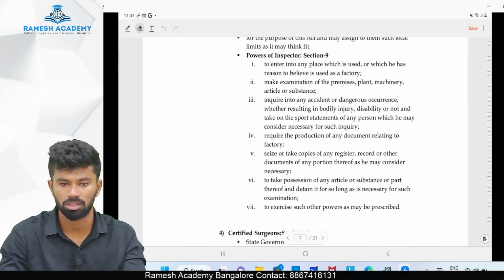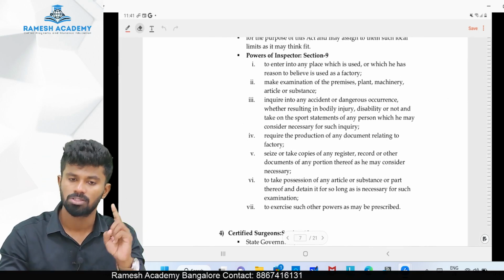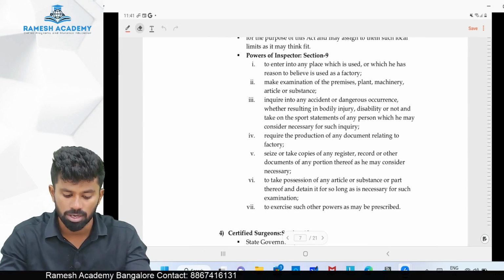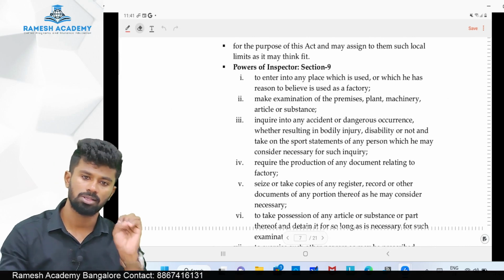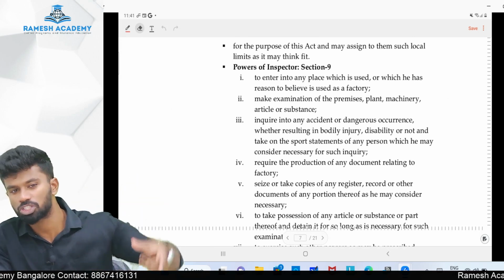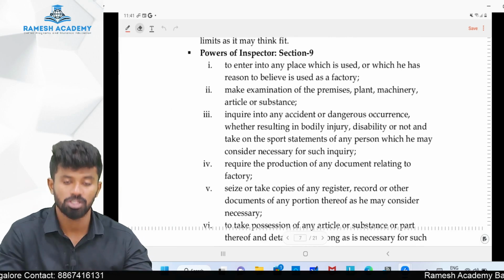Important, they may ask questions in the examination. 7A, notice by occupier. 8, inspector. The state government may designate a person as inspector to carry out the inspection of a factory, assigning him a jurisdiction. Powers of this inspector, section number 9.